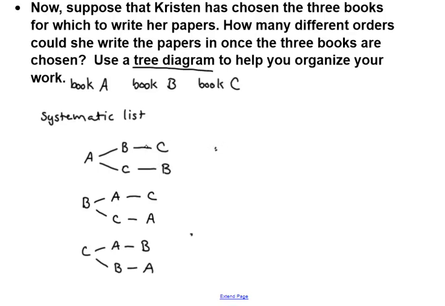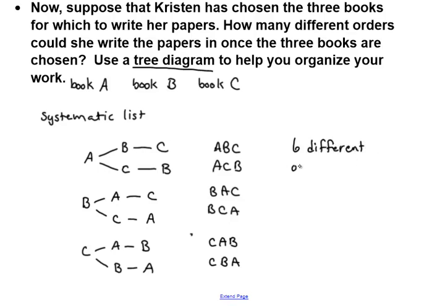And so now we could simply come off to the side and write out all of our combinations. We have ABC, ACB, BAC, BCA, CAB, and CBA. And so when I count that up, I have 6. How many different orders? 6 different orders. And then you would want to write up a little paragraph or so explaining what you did. Okay.